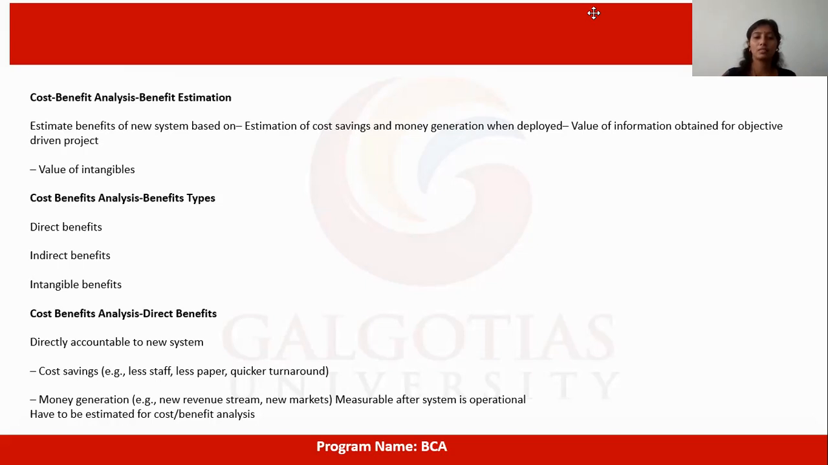Cost benefit analysis, direct benefits, directly accountable to the new system. Cost savings, for example, less staff, less paper, quicker turnaround. Money generation, for example, a new net revenue stream, new markets, measurable after the system is operational, have to be estimated for cost benefit analysis.